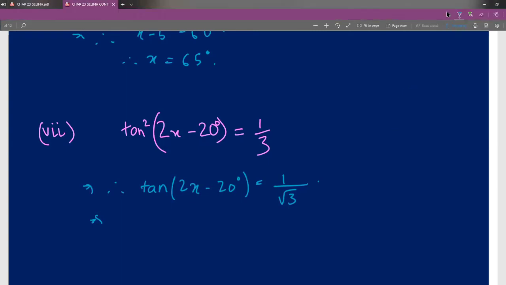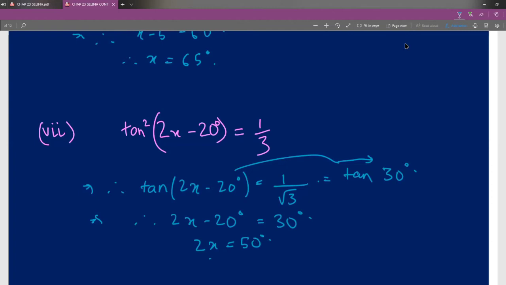Okay, so we need an angle whose tan will be 1 upon root 3. So therefore that angle will be 30 degree. So therefore 2x minus 20 degree will be equal to 30 degree. So 2x is equal to 30 plus 20, that will be 50 degree, and x is equal to 50 divided by 2, that will be 25 degree.